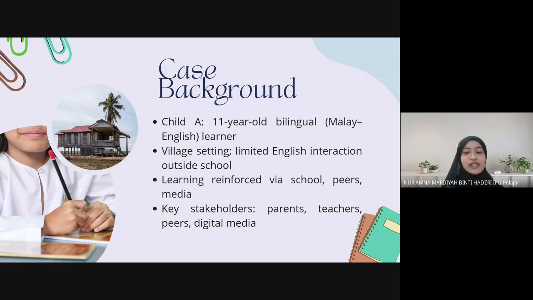Key influences on her learning include her parents, who play a passive role, her school, which provides structured instruction, her teacher, who acts as a guide, her peers, who serve as informal collaborators, and media, which provides indirect exposure through YouTube videos, cartoons, and educational content. Interestingly, Child A enjoys activities such as role-playing in class, which allow her to practice English. It's a fun, low-stress situation. However, she still lacks the confidence to use English spontaneously.